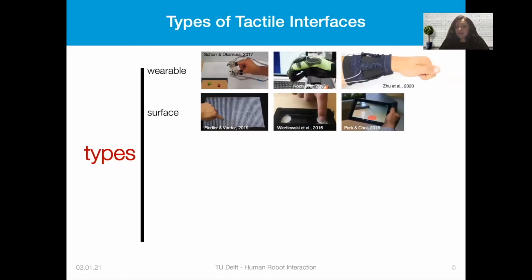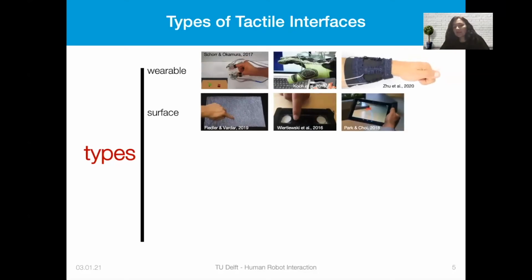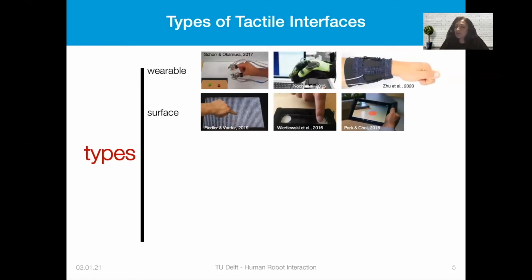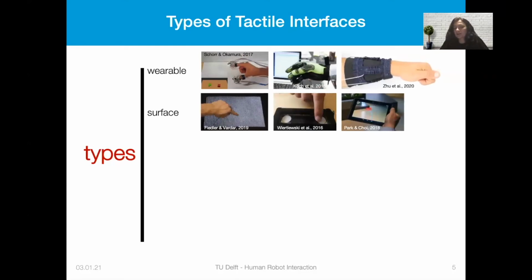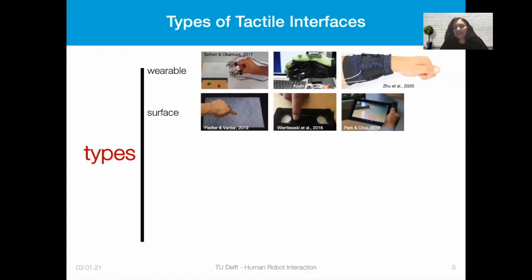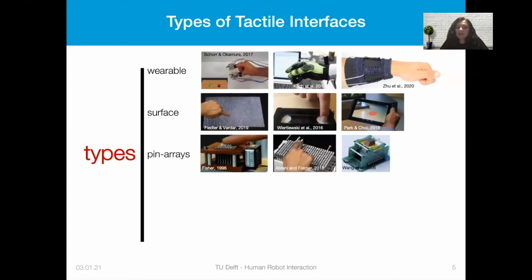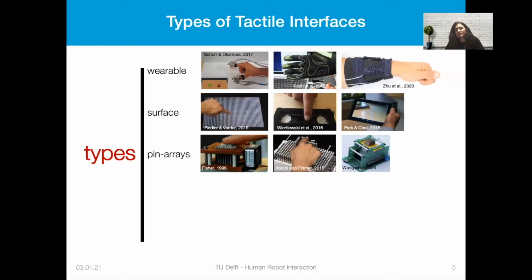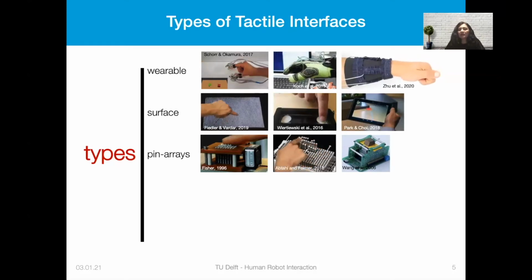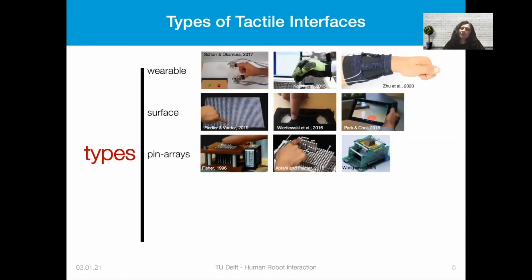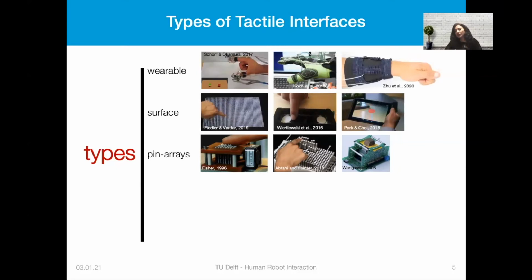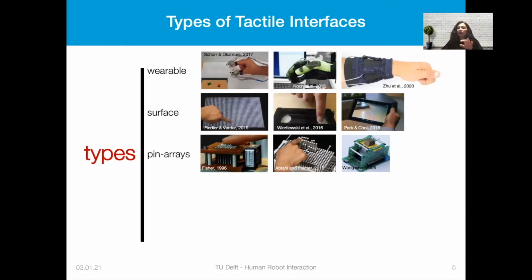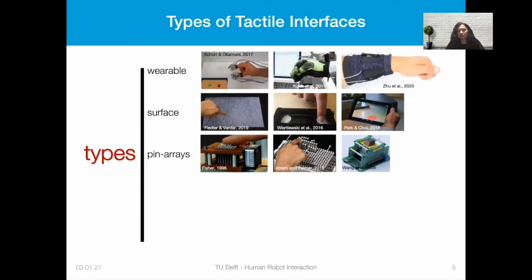The second tactile interfaces are surface ones. These devices can deliver tactile cues to the users using a flat surface, which is actuated by either electrostatic forces or mechanical vibrations. The third type is the pin arrays. Pin arrays are similar to surface tactile interfaces, but different from them, the tactile cues are delivered via the vertical movement of pins, which are placed in a 2D array. And depending on how you move these pins, you can deliver spatiotemporal skin deformations to the user.